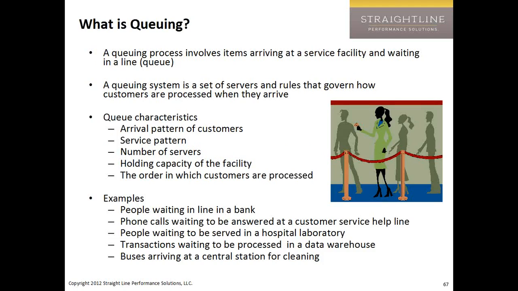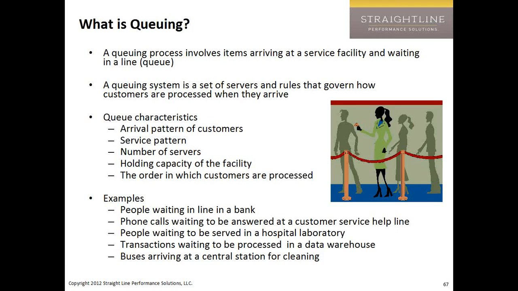So first of all, what is it? A queuing process involves arriving at a certain service facility and waiting in line. The queuing system is a set of servers and the rules that govern how the customers or items are processed when they arrive. The characteristics that we're going to care about are the arrival pattern, particularly the distribution and how often people arrive in the particular queue. Like, do they arrive on average 1 per minute, or on average 5 per minute? And is that arrival pattern exponential, or is it normal, or whatever?